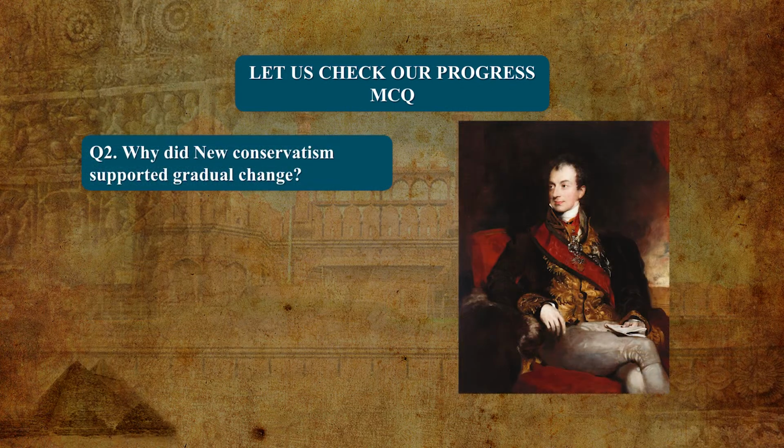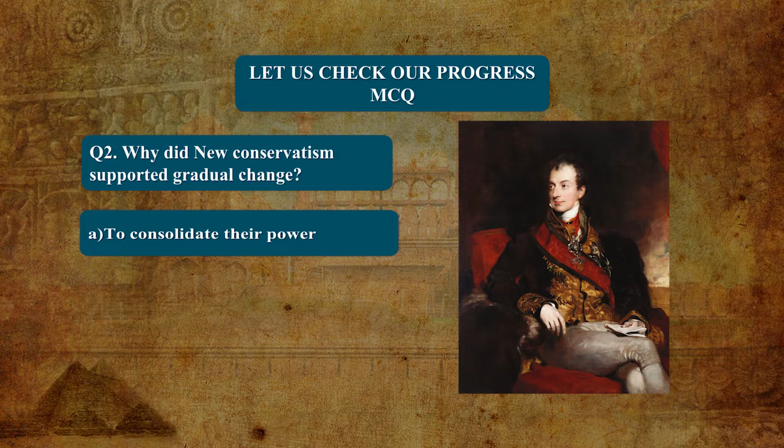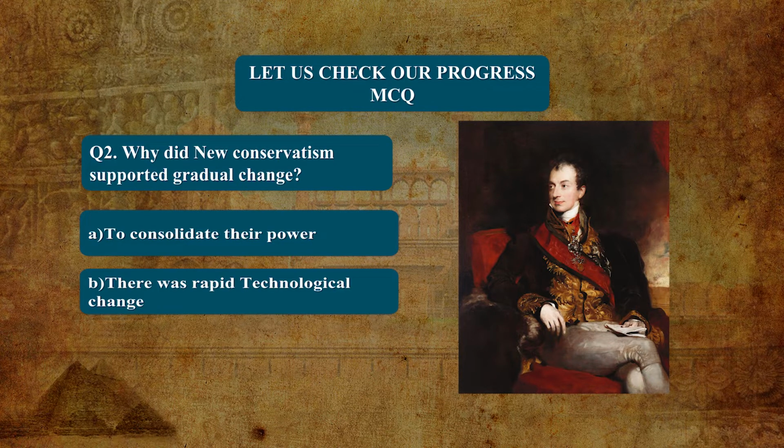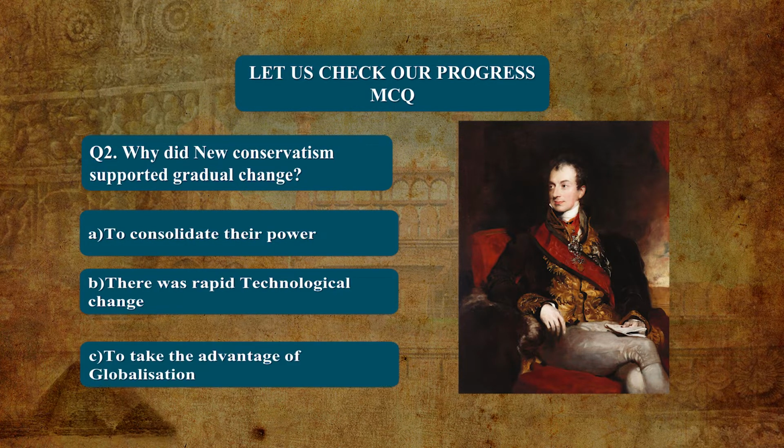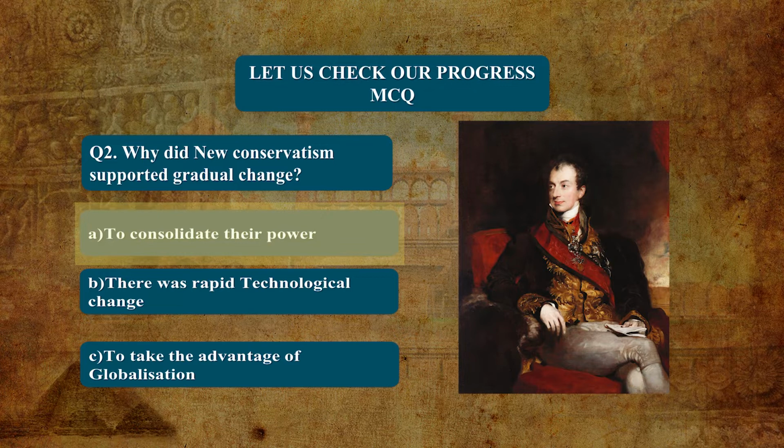Moving to the new question, why did new conservatism support gradual change? We have discussed how the new conservatism was not the way the earlier conservatism existed. A. they wanted to consolidate their power, B. there was rapid technological change, or C. to take advantage of globalization, and the correct answer is A. So, they wanted to consolidate their power.